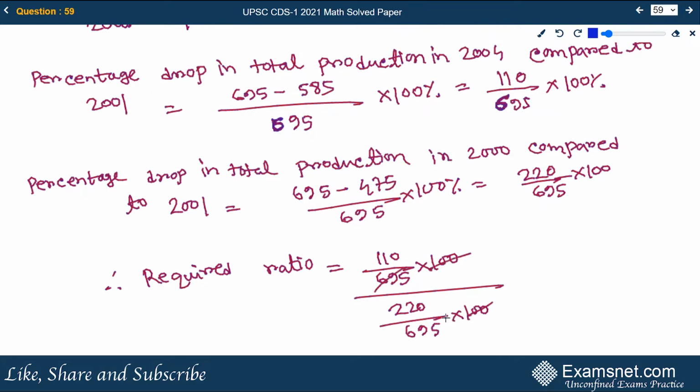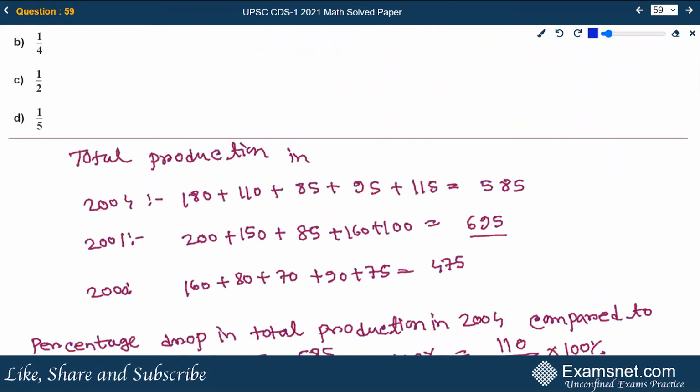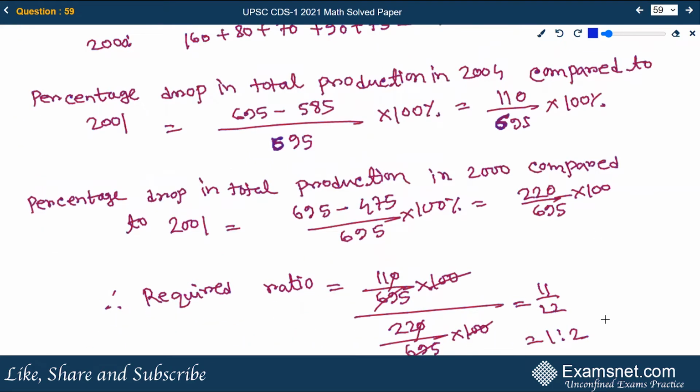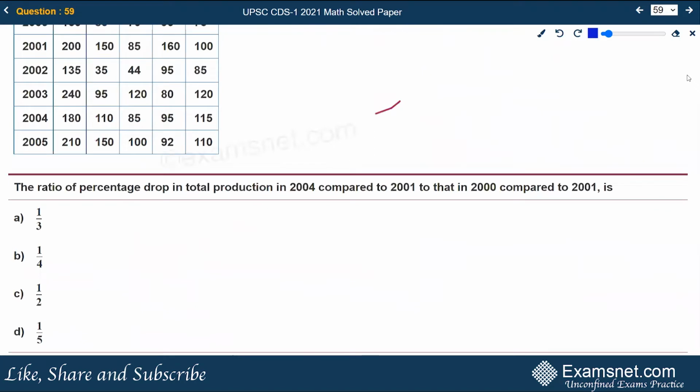100 by 22, that is 1:2. Here 1:2 is the correct answer. Further I can write it as half also, because in the options it is given in fraction, so that is half. This is 1:2 or 1/2. Option C is the correct answer.